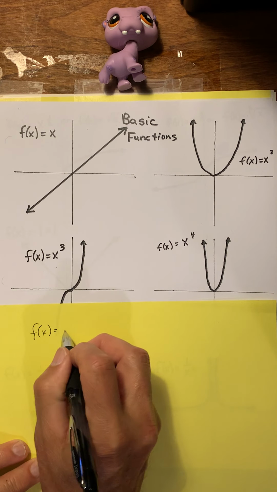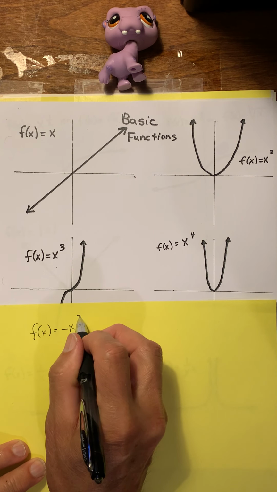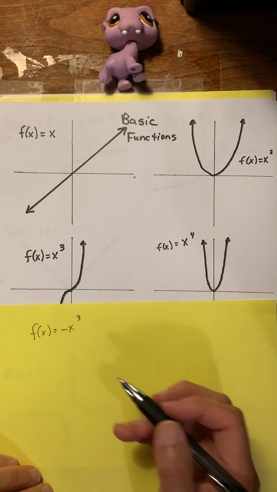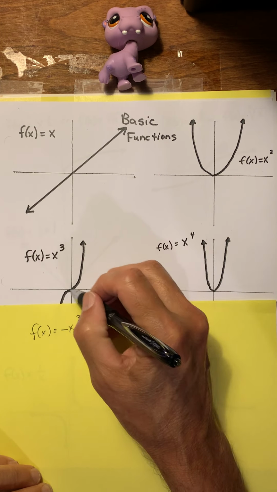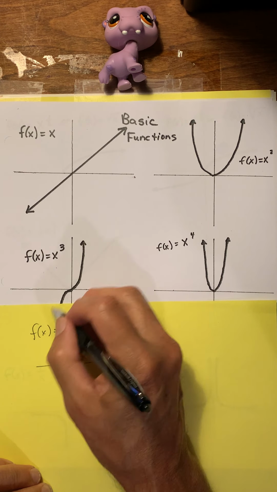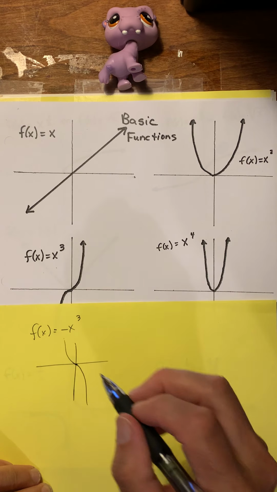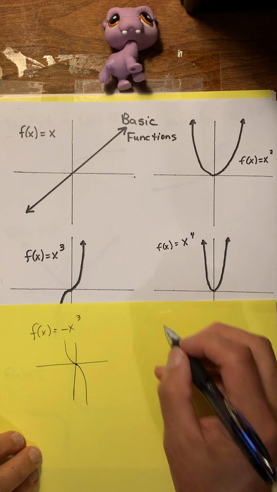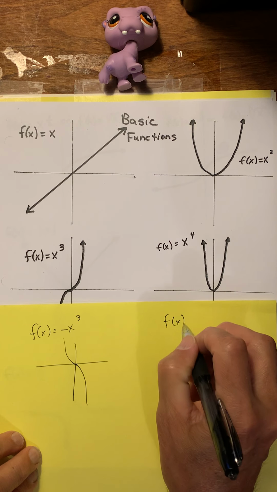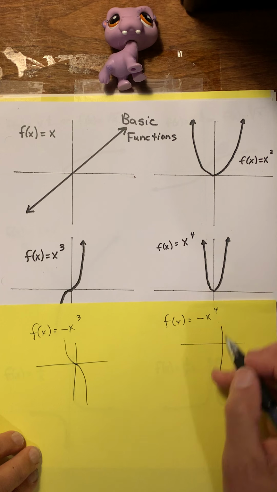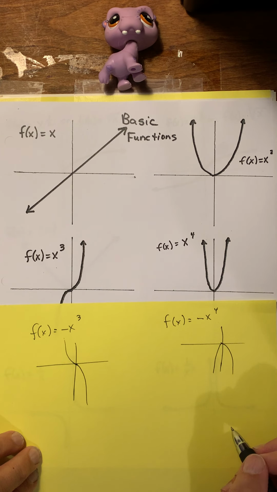F of x equal negative x to the third. It flips over the x-axis. So this part that goes up is going to come down. This part that goes down is going to go up. Just flips over the x-axis. F of x equal negative x to the fourth. Hey, just a skinnier parabola except going downhill.